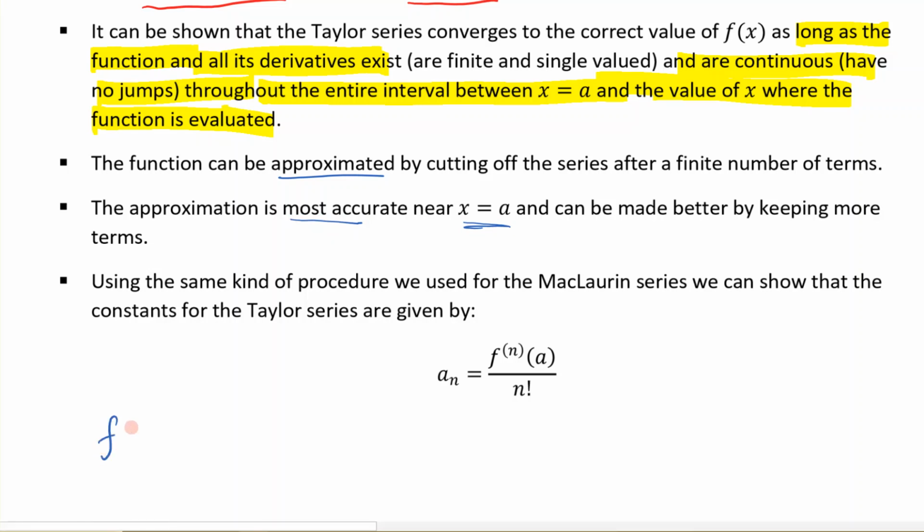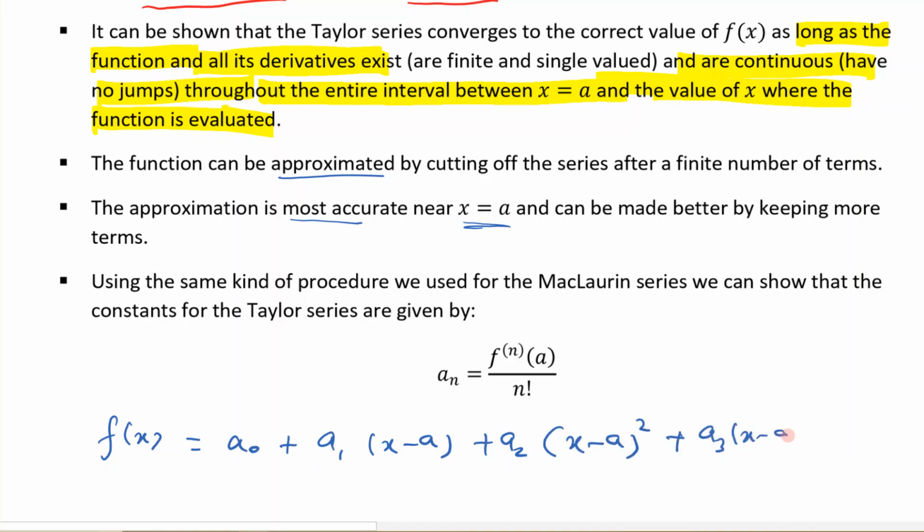We use the same kind of procedure for finding the constants. Remember, the series is a0 + a1(x - a) + a2(x - a)^2 + a3(x - a)^3, and we need to find the values of these constants. The values of the constants a0, a1, a2, a3 are given by the same formula that we used in the Maclaurin series: an is equal to the nth derivative of the function at a, over n factorial.